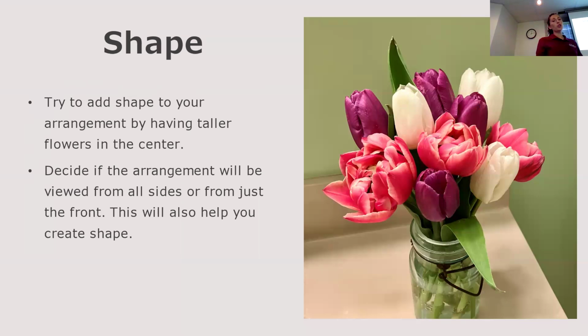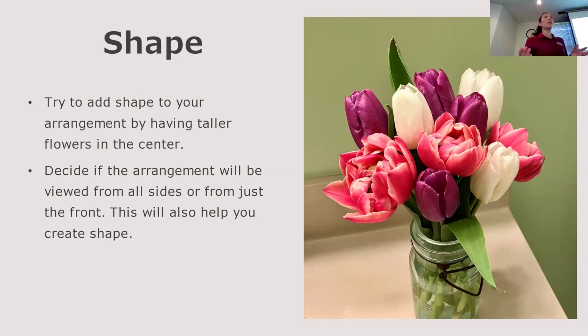Shape. So you do want to try to add some shape to your arrangement. You also want to think about how the arrangement is going to be viewed. Is it going to be viewed from all sides, or is it going to be viewed from one side? This is typically my bathroom vanity jar, and so I arrange it so it's only viewed from one side. You're not viewing it in the round. This side is usually up against the wall.